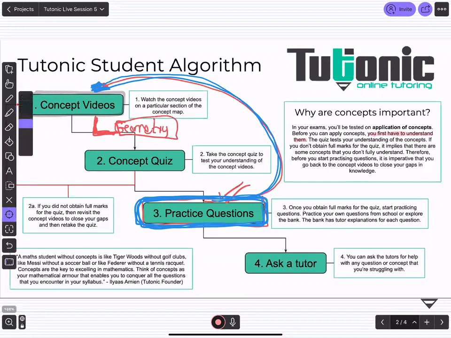But Ilyaas, how do you know what you don't know? Well, you know what you don't know by doing the quiz. That's why we put the quiz at number 2, because the quiz will tell you, listen, you might think you know the concept videos, but hey, there's actually a section that maybe you need to revise. And that's why I put here, if you do not obtain full marks, then revisit the concept videos to close your gaps and then take the quiz again, so that for each section you only start the questions once you've got full marks. Therefore, before you start practicing questions, it's imperative that you go back to the concept videos.